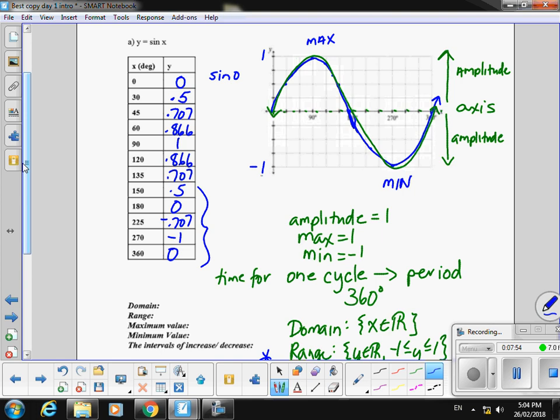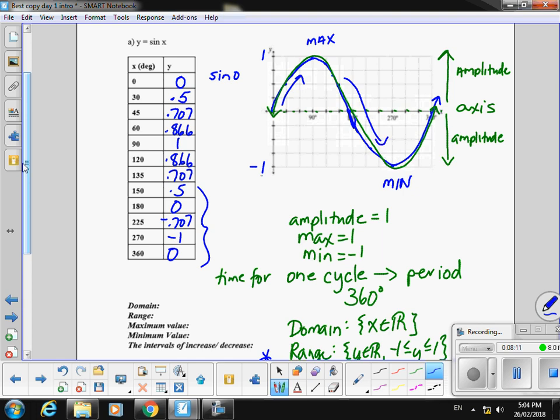The intervals of increase and decrease. A little less important and hard to write down, but you can see this is increasing to here, and then we decrease, and then we increase again. We won't write that out formally.